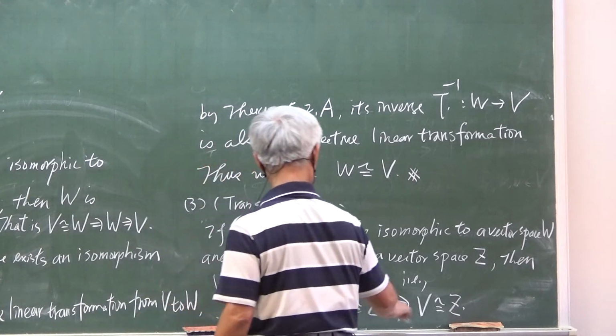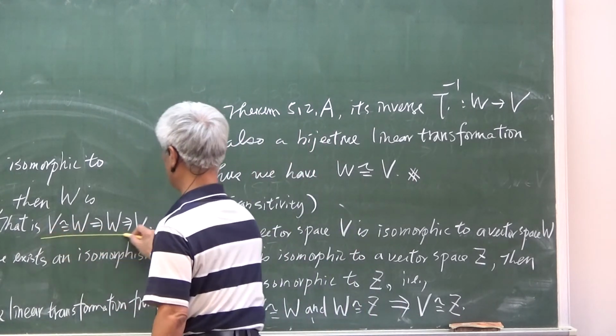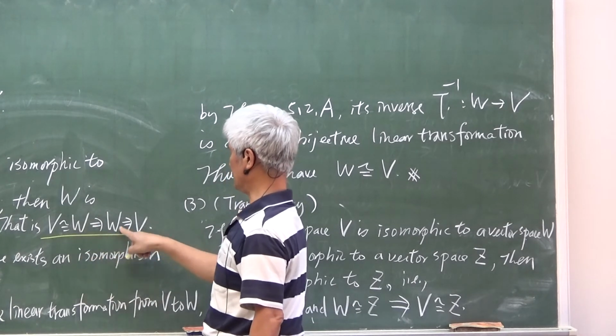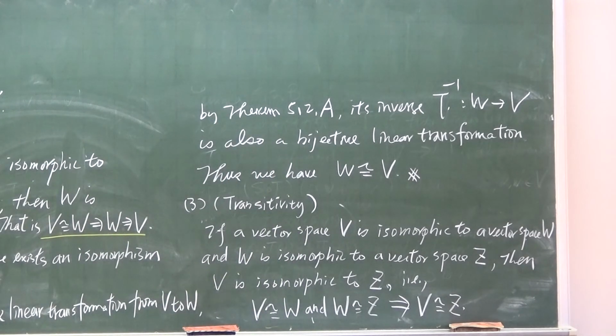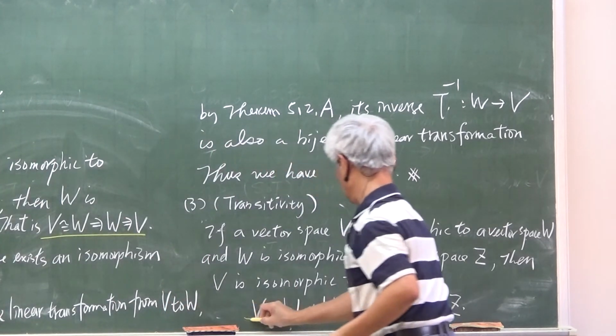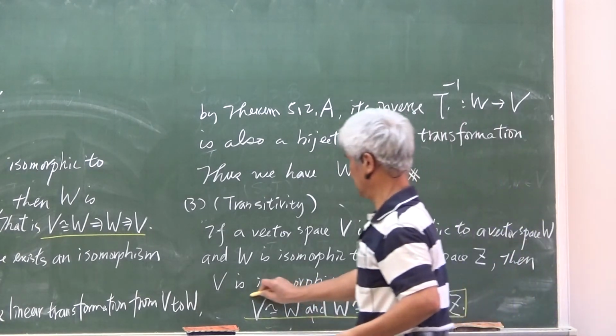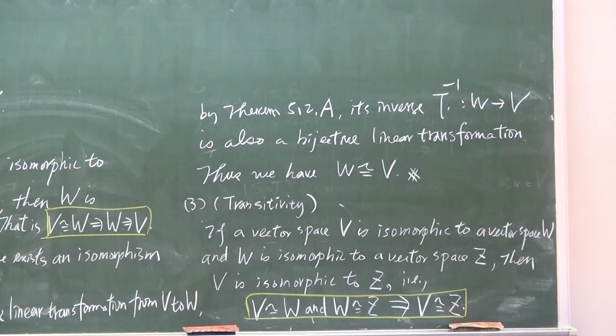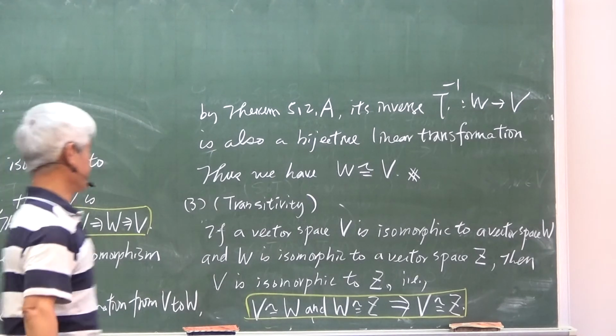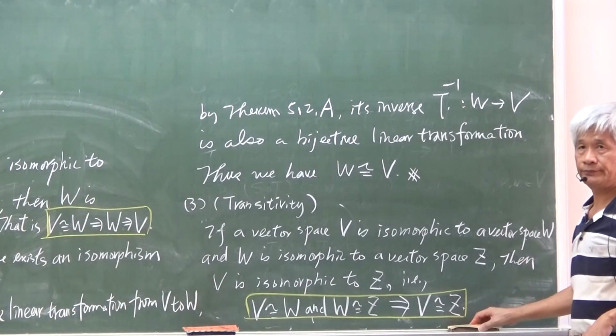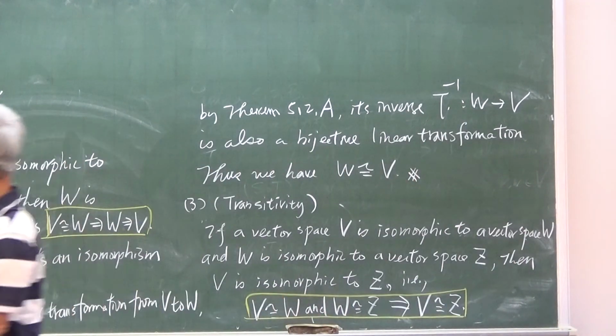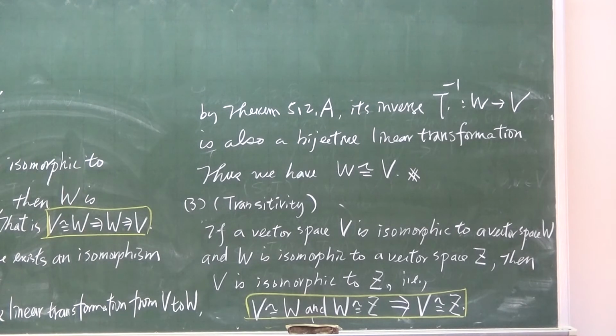So maybe I read it. Symmetry means that V isomorphic to W implies W isomorphic to V. Reflexivity means V isomorphic to itself. Transitivity means, I highlight them. Okay. Right, so you go through.